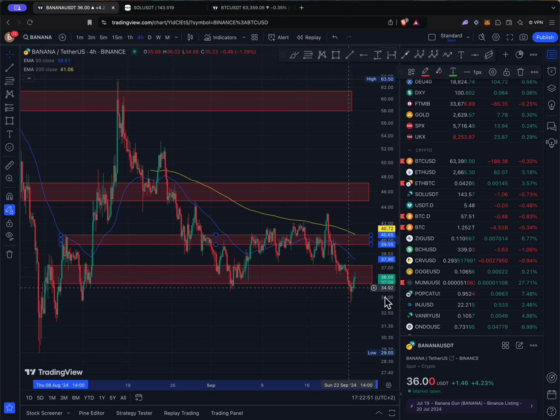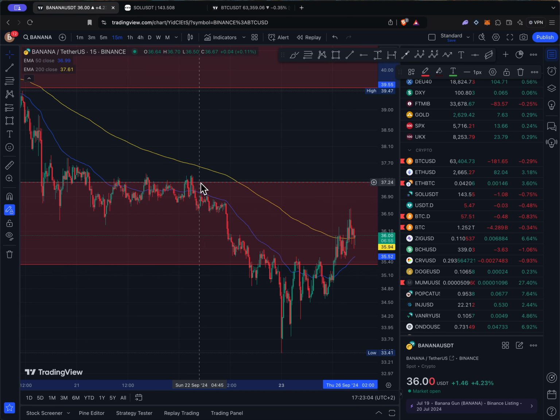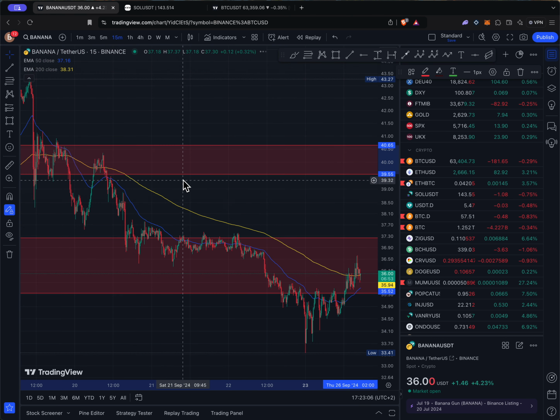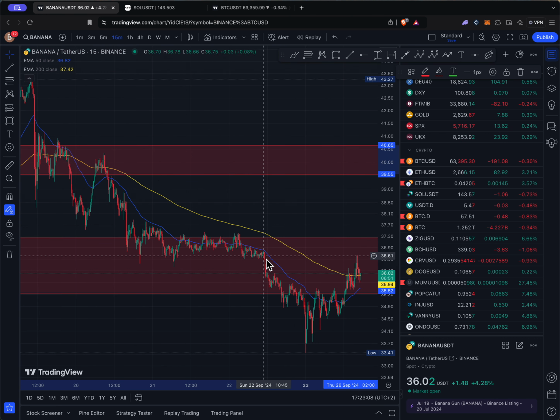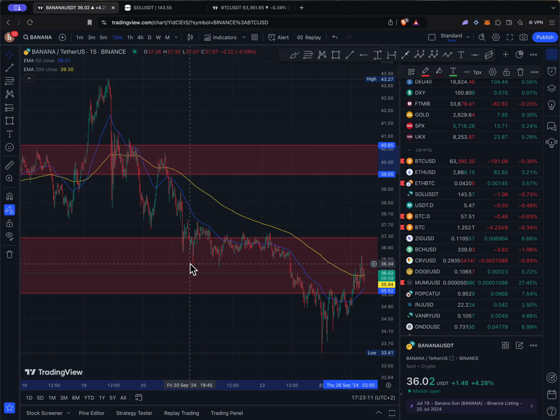normally the way I try to enter my trades, I look for the bigger picture. I see on a 4-hour time frame, and then I go on a lower time frame, like 15 minutes or maybe sometimes even lower, and see if I can find some confluence even more on lower time frames.